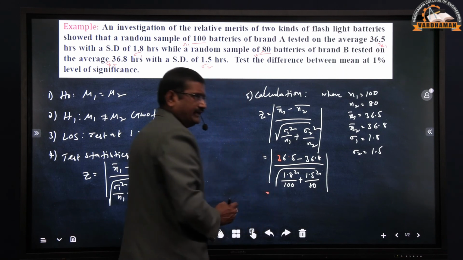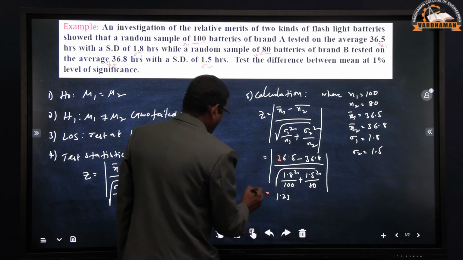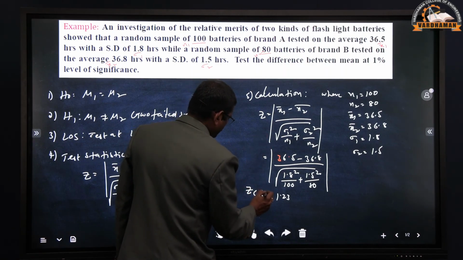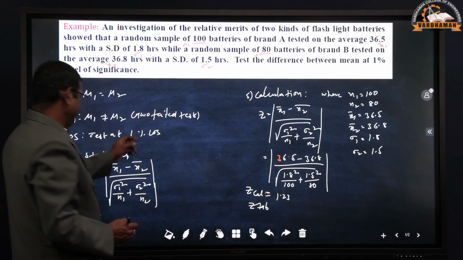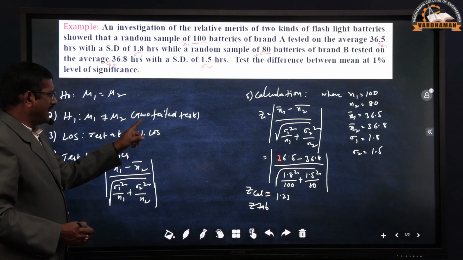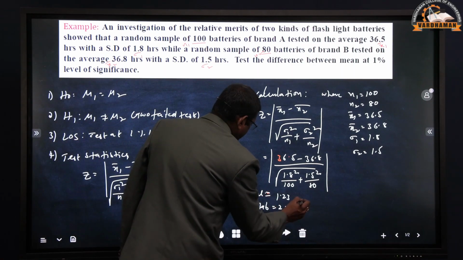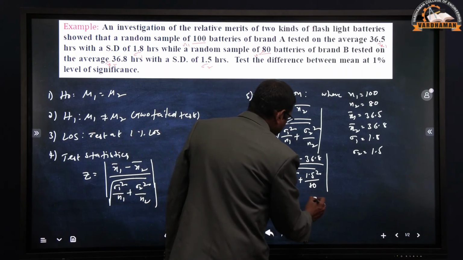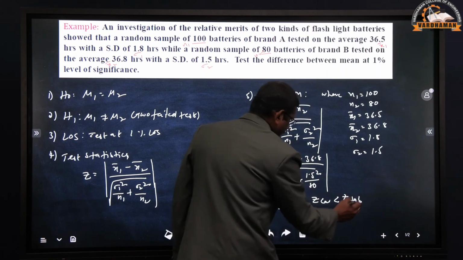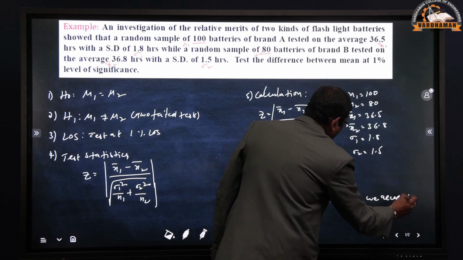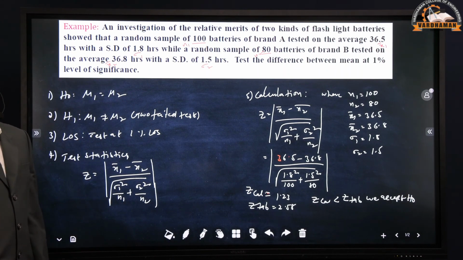This if you simplify, you will get 1.23. So this we can treat as Z calculated value, and Z table value at 1% level of significance under two-tailed test is 2.58. Therefore, Z calculated value is less than Z table value. We accept H0. It means there is no significant difference between both means. Thank you.